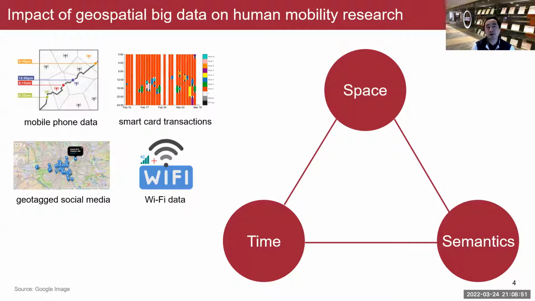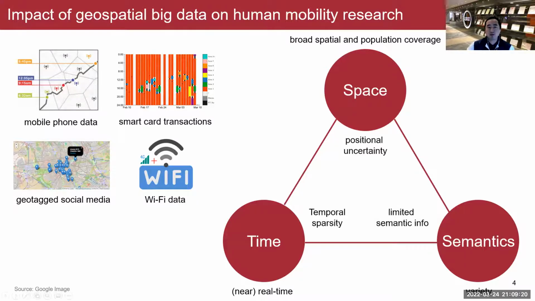Because the theme of this CPGIS series is geospatial big data, I want to talk a little bit about the impact of geospatial big data on mobility research. These new data sets, such as mobile phone data, smart card transactions, and geotagged social media, do have their advantages. Usually they have broader spatial population coverage, are collected in near real time, and come in a variety of data types. These correspond to the three big V's of big data: volume, velocity, and variety.